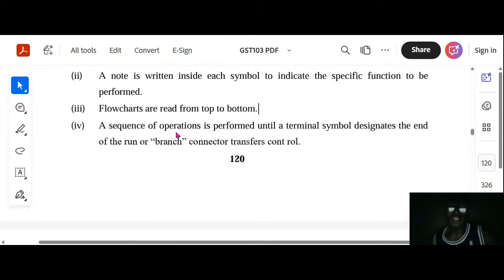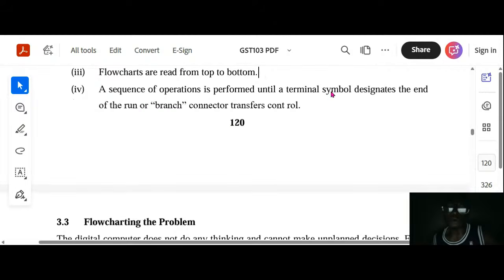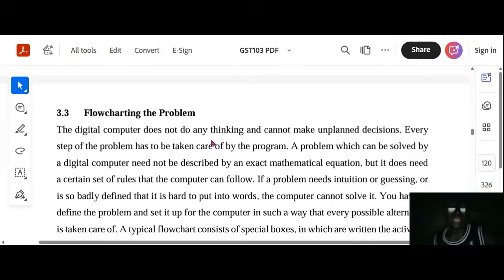Now, a sequence of operations is performed until a terminal symbol designates the end of the run, or a branch connector transfers control. Now, flowcharting the problem. If I want to flowchart a problem, the digital computer does not do any thinking and cannot make unplanned decisions. Every step of the problem has to be taken care of by the program.